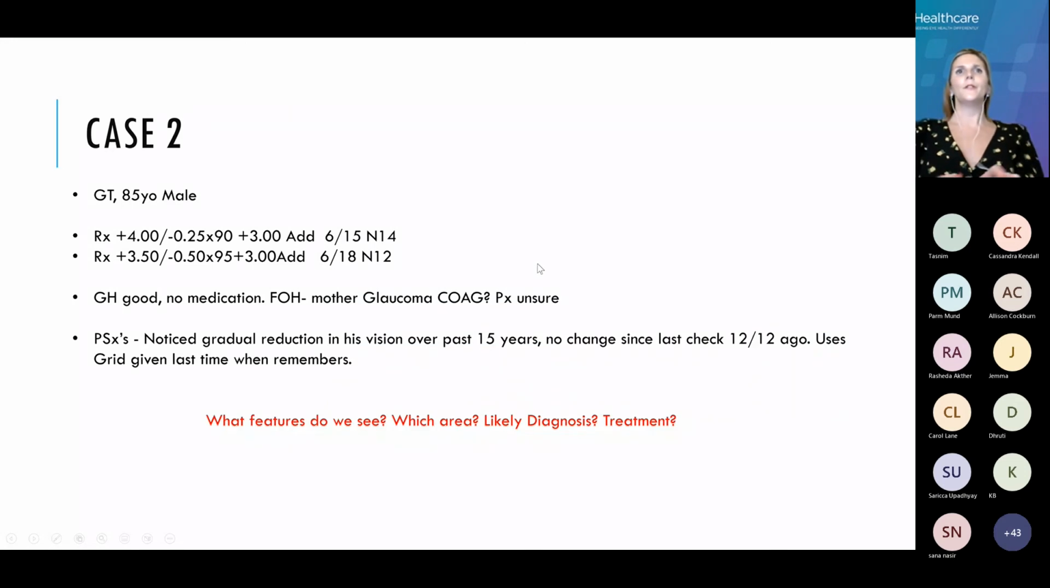So case number 2, you've got a patient who is 85, male, prescription as per the screen. We can also see now that general health is good, no medications, family history of mother having glaucoma, and obviously the patient's not really sure, and that happens a lot, doesn't it? We get a lot of patients who are starting to not really know about what's happened to them beforehand. They've noticed a gradual reduction in their vision over the past 15 years, but this is important. There's been no change since the last check a year ago.